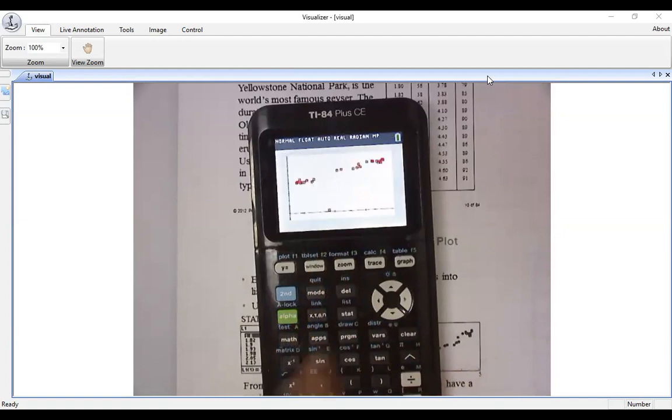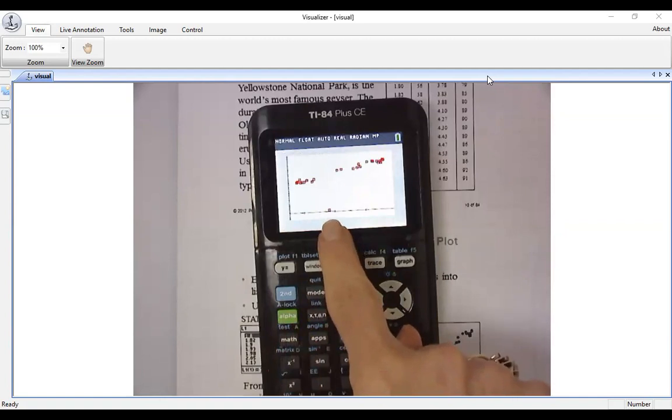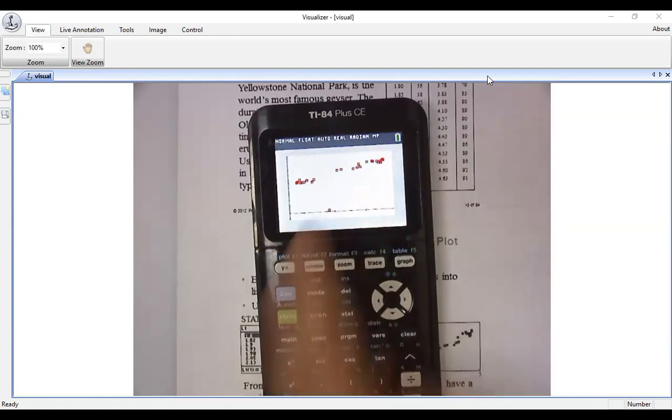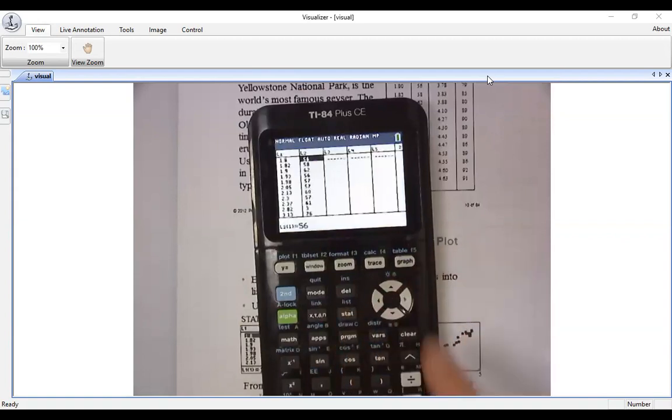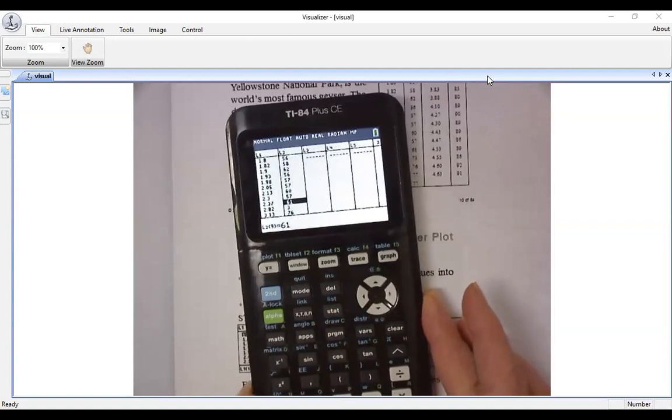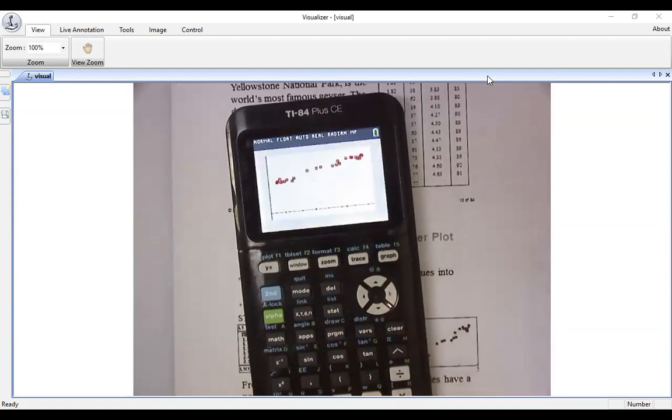Okay, now I've got one oddball something here that looks like it doesn't belong. I bet I typed something in wrong. So I'm going to go back and look and see. I bet right there after 61, that's supposed to be 73. Let me fix that. And that's what mine looks like.